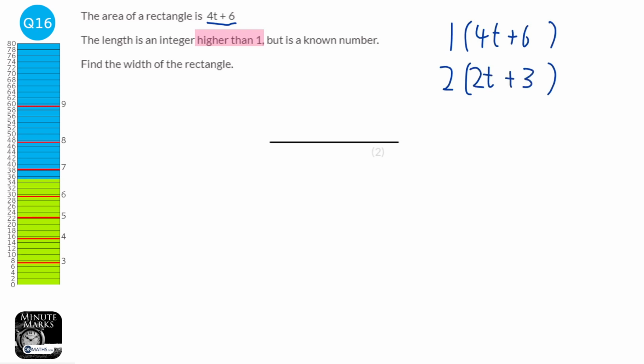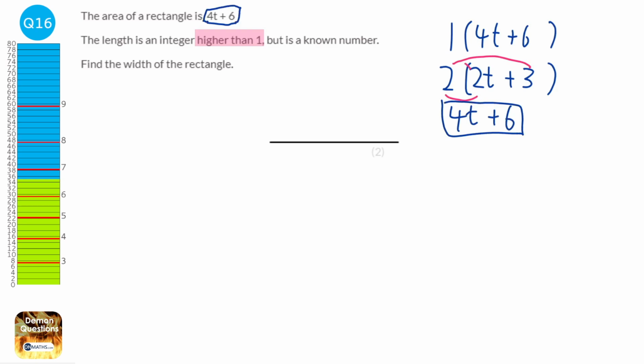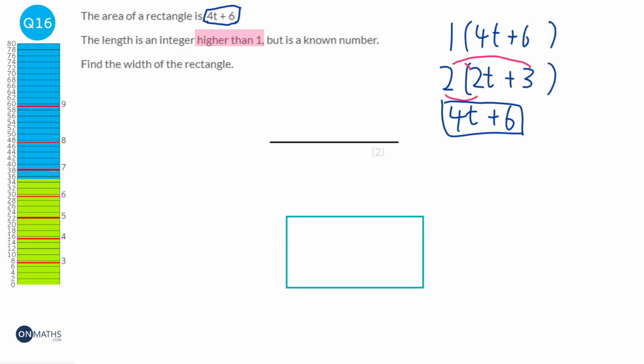So what we can do is we can just check that out with smiles and rainbows. Put all my times down there to remind me to times it. So 2 times 2t is 4t, 2 times 3 is 6. So that works because that is the same as this in the question. So we know that 2 times 2t plus 3 works. In fact, it's the only one that works with it being an integer. So we therefore know that the known side, because it says it's a known number, is 2. And the other side will be 2t plus 3. And then when you multiply them together, you get the area of 4t plus 6.